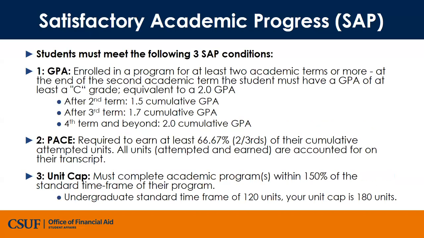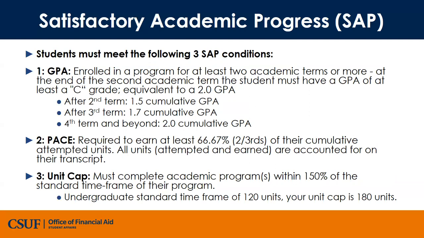We will now cover the topic of satisfactory academic progress, commonly referred to as SAP. In short, there are 3 measures of SAP that we must review each year in the Office of Financial Aid to ensure that a student is on their way to degree completion and remain eligible for financial aid.